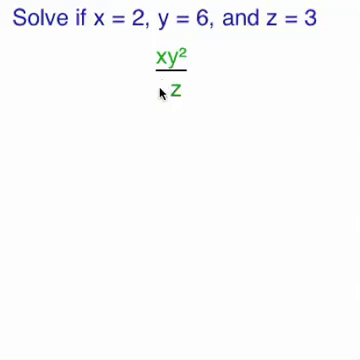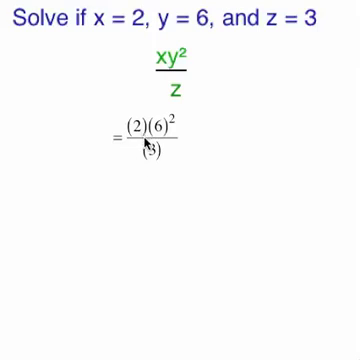Here's a level 9 type replacement question. We have x times y to the power of 2, all divided by z. So we're going to replace the x with 2 in brackets, just like that, and the y with 6 in brackets, and that 6 in brackets is to the power of 2, divided by z, which is 3. So I replace the z with 3 in brackets.